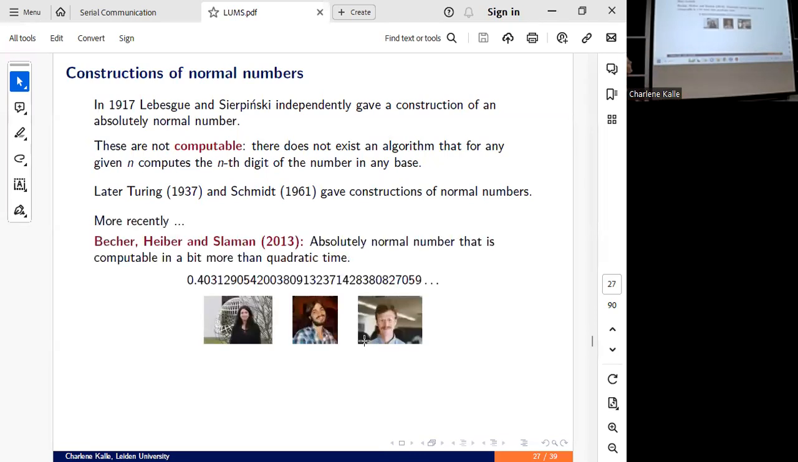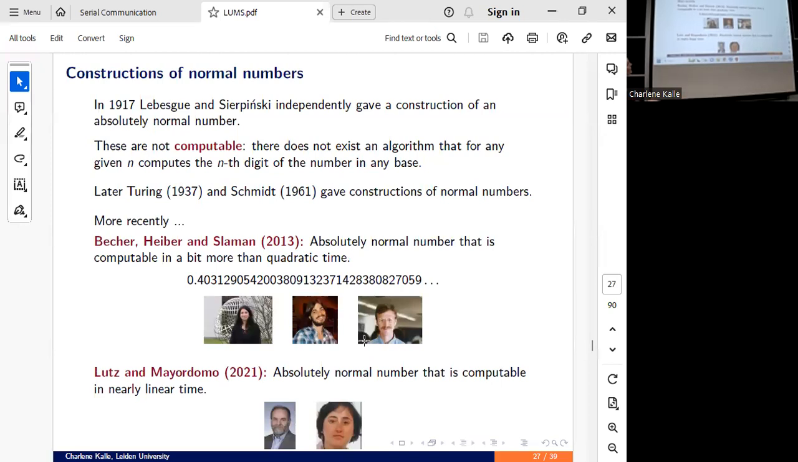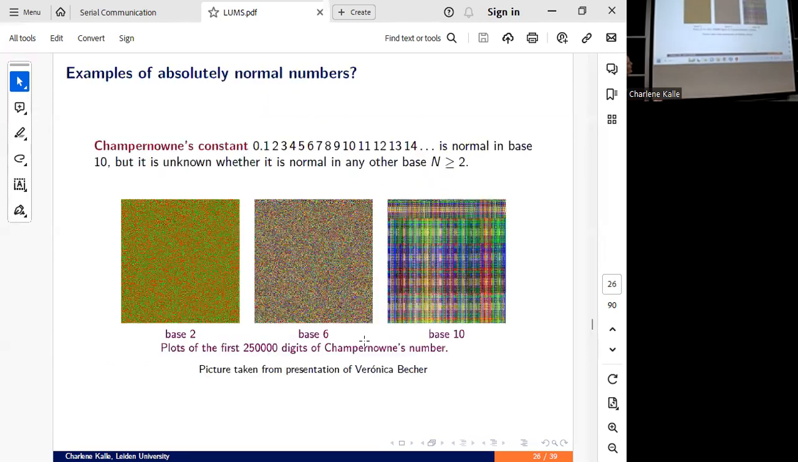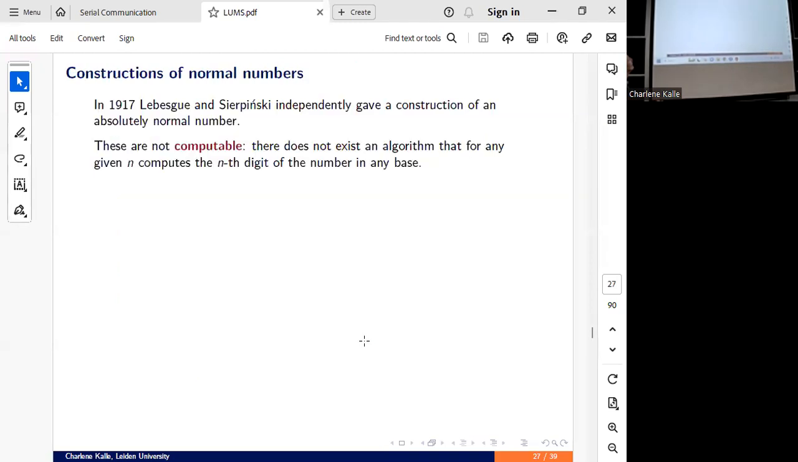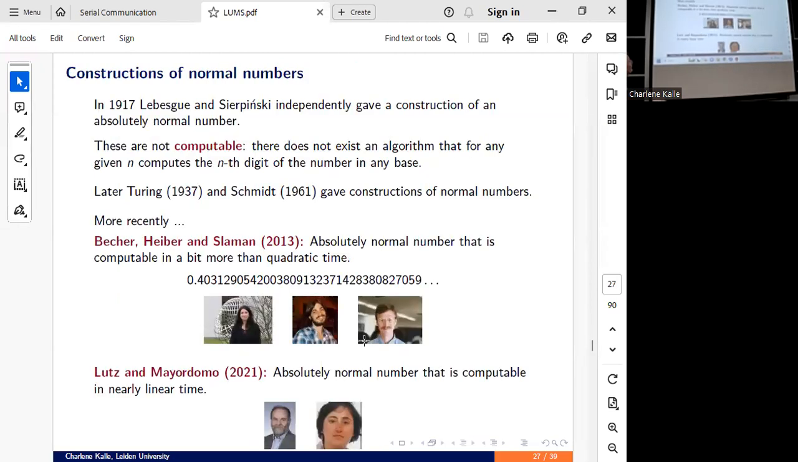A little bit later, Turing and also Wolfgang Schmidt gave constructions of normal numbers. And then very recently, let me put the quotes, there was quite a lot of improvement. So Becher, she's the woman from the pictures, these ones. They found an absolutely normal number or construction that you can compute in a bit more than quadratic time. And they also gave many more digits, but I only put these many on the slide. It looks like this, but there's no nice expression for them other than the construction.